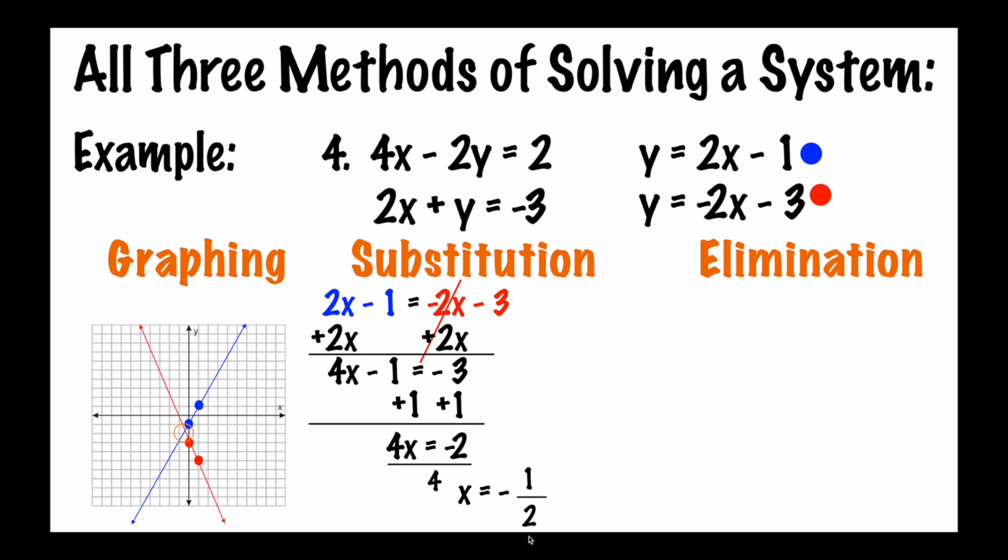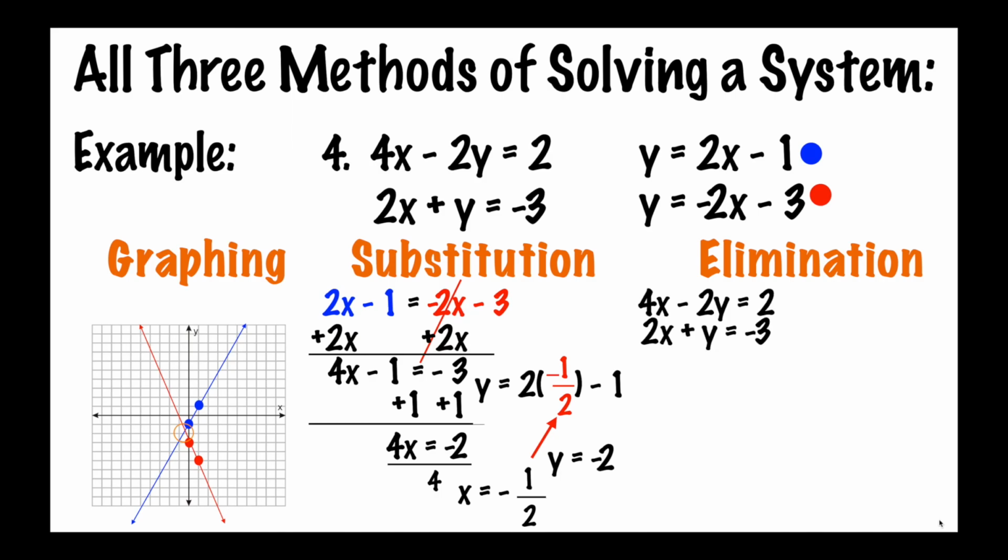From there, I still have to figure out what my y value would be then. So I'm going to take that negative 1/2 and I'm going to plug it into the equation that we used right here, y equals 2x minus 1. So I've got 2 times my x value that I just got, the negative 1/2, and then minus 1. Well, 2 times negative 1/2 is going to be negative. The 2's are going to cancel, and I'm going to end up just getting negative 1 minus 1, which is negative 2.